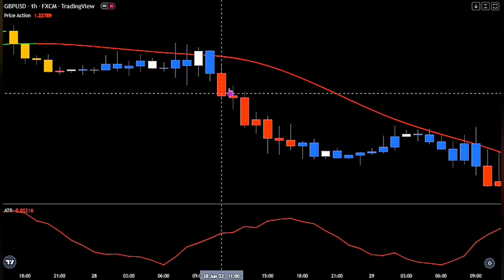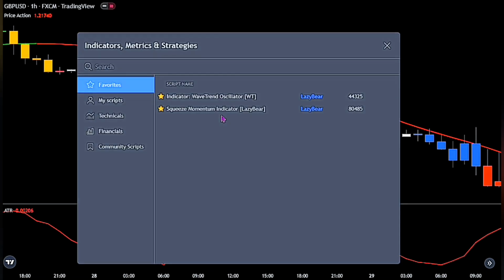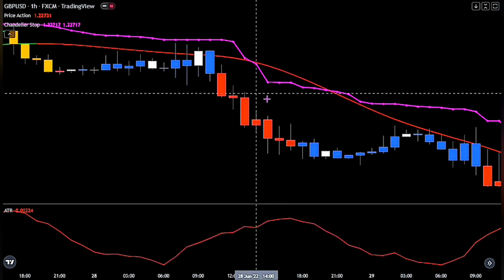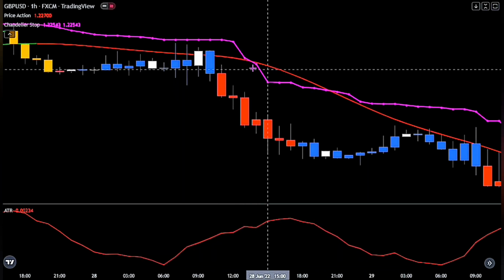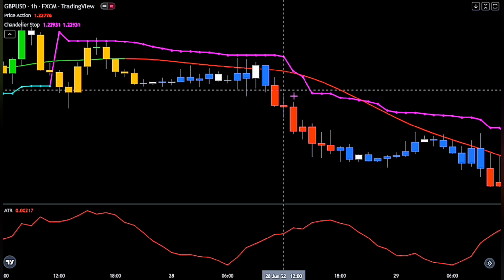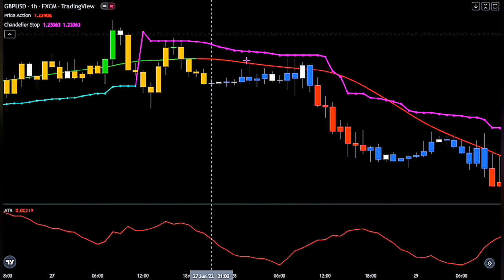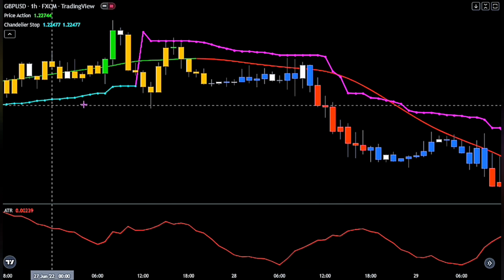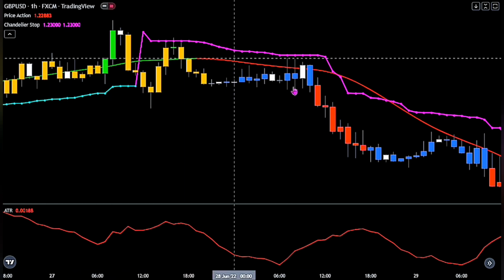So before entering those trades, we want to add another indicator to our chart. That's going to be a chandelier stop. We are going to use this indicator to exit the trade. The way this indicator works, whenever you see the moving average colored in purple, it shows a trailing stop for a bearish trend, and when we see it in mint green, it shows a bullish trailing stop.